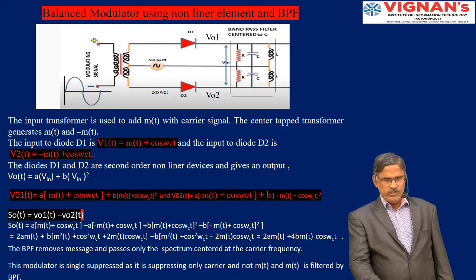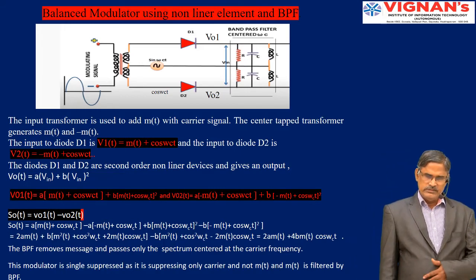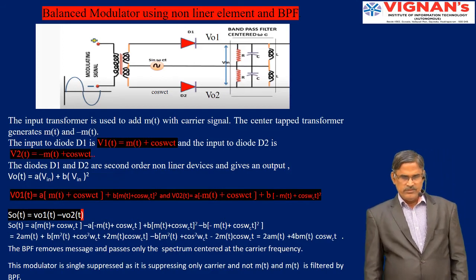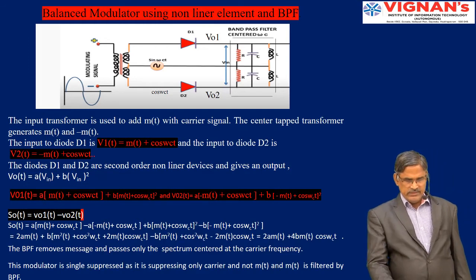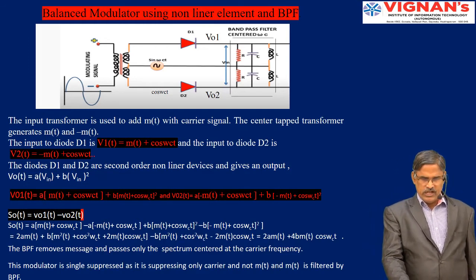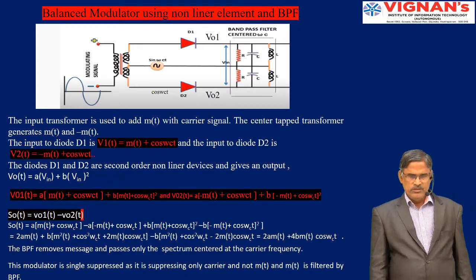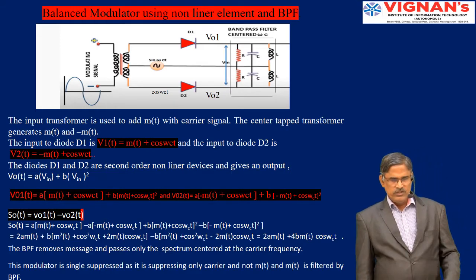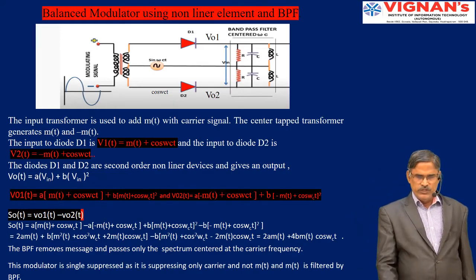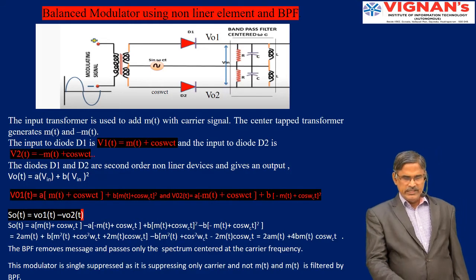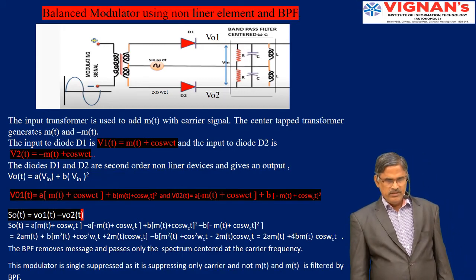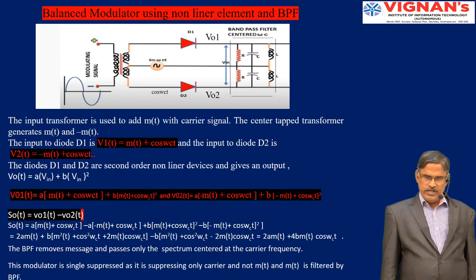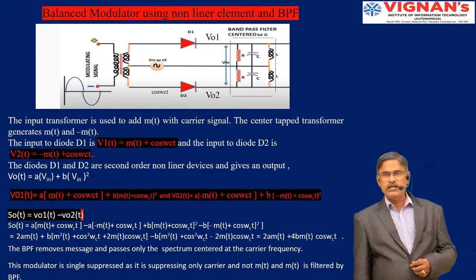So to the diode D1 input, what is the signal? The diode D1 input, the signal is that carrier signal. It is written sin omega ct, but you can change it to cos omega ct for your expression. So it is cos omega ct plus m(t) at diode D1, that is the input. And for the bottom diode, the input is cos omega ct minus m(t), because from the center tapped transformer you will get m(t) and minus m(t). Now what is the diode output? The diode outputs are given as V01 and V02.